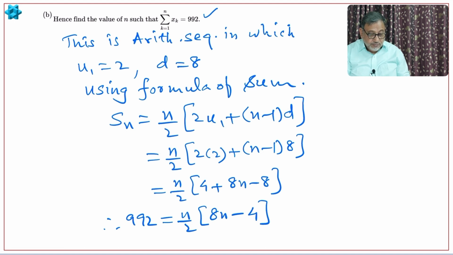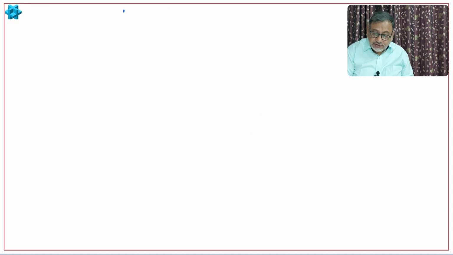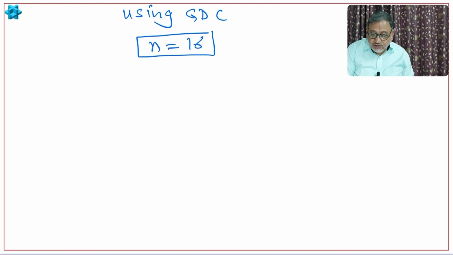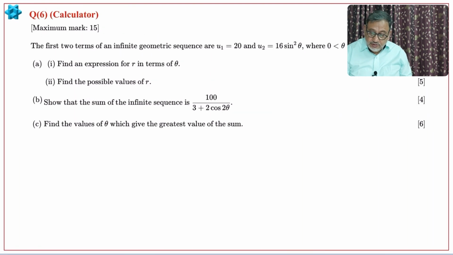Okay, yeah, I got the answer. So I'll write on the next page using GDC. N is equal to 16. One answer is a fraction, another answer is a solid, the integer. It should be an integer. Okay, so I got the answer, right? Okay, next question, let us see.